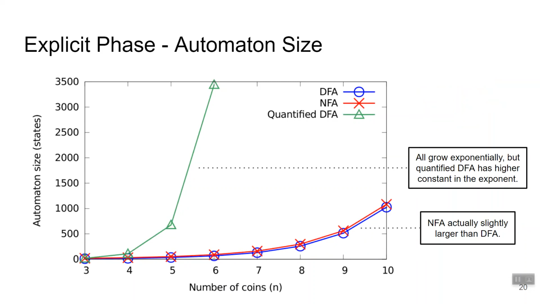In fact, when we look at the size of the automata, the NFA is actually slightly larger than the DFA by a constant factor. Although this is going to depend on the specific formula, in all of our benchmarks, the NFA and DFA ended up being of similar size. This shows that we cannot rely on the exponential gap that occurs in the worst case between NFAs and DFAs necessarily manifesting in practice. In fact, all three automata grow exponentially for this family of formulas, although the quantified DFA has a higher constant in the exponent.